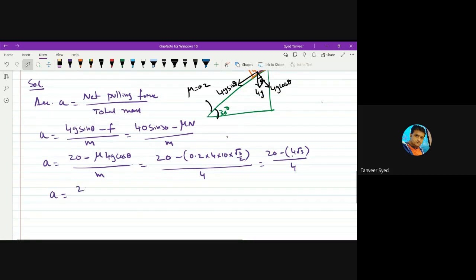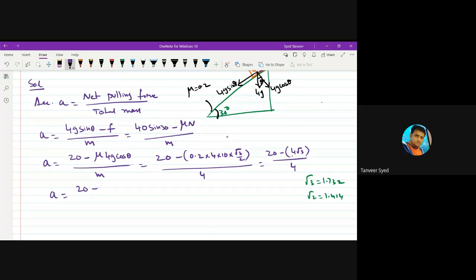Acceleration is 20 minus 4 root 3. What is the value of root 3? 1.732. Standard value, you should remember this. Root 3 is 1.732. Root 2 is 1.414. We will be coming across these two values frequently. So 1.732 into 4, how much?